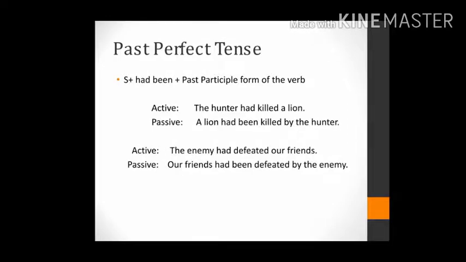Past perfect tense. The formation of a passive voice will be subject plus had been plus past participle form of the verb. The hunter had killed a lion. A lion is the object, so it will become the subject in passive voice. A lion had been killed by the hunter.